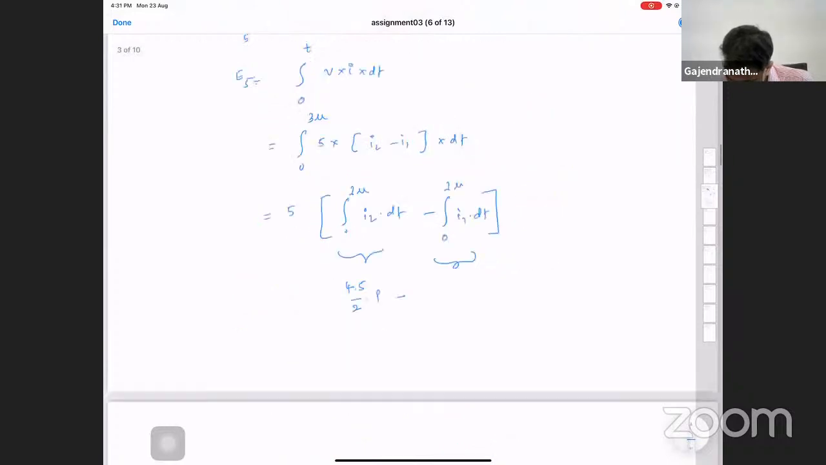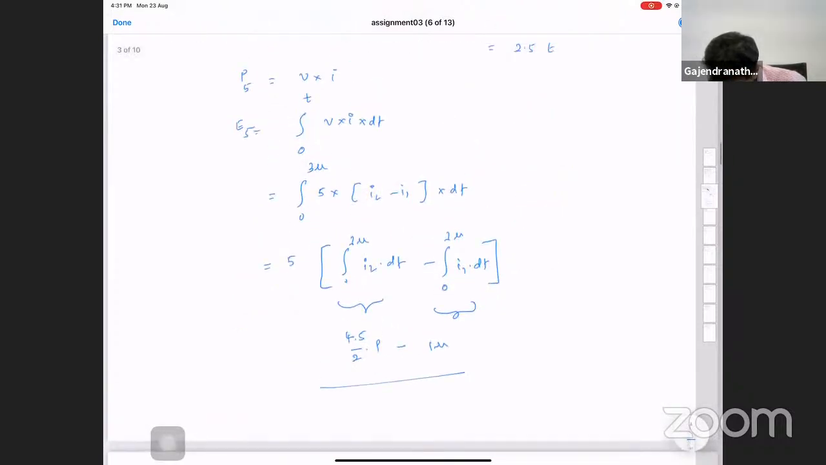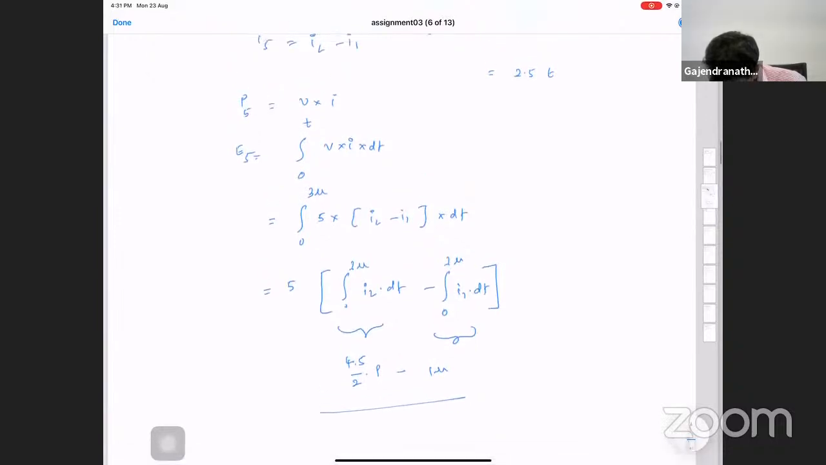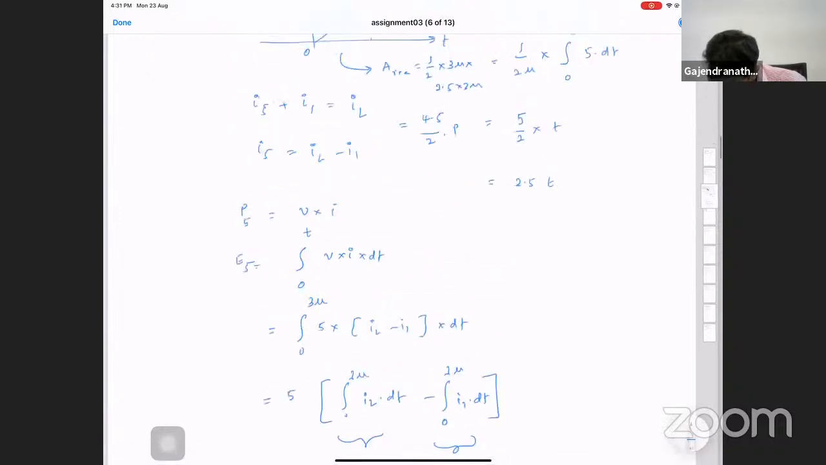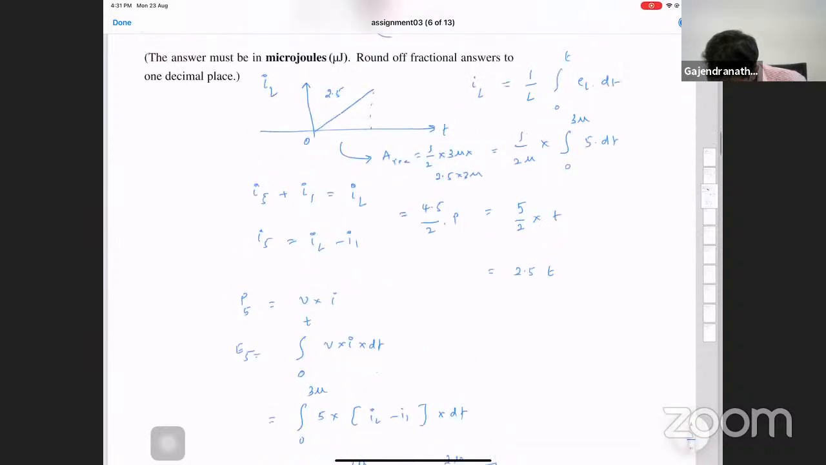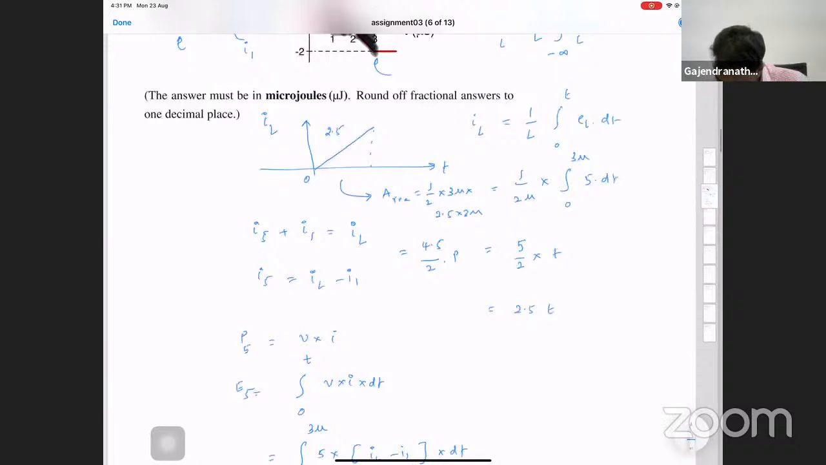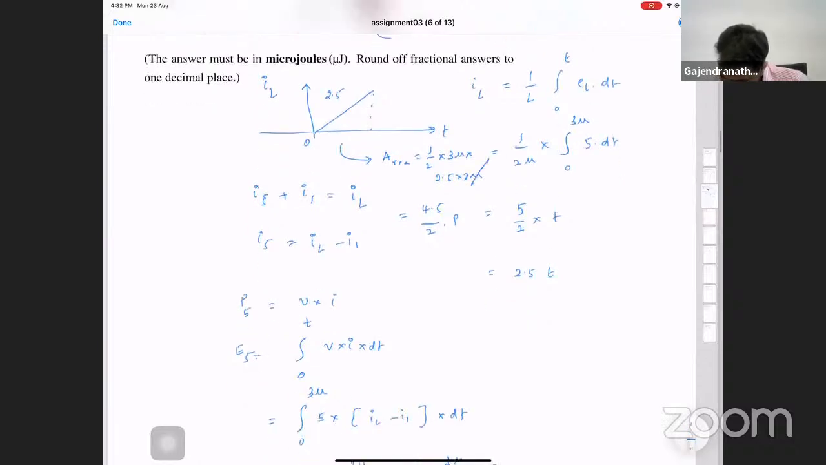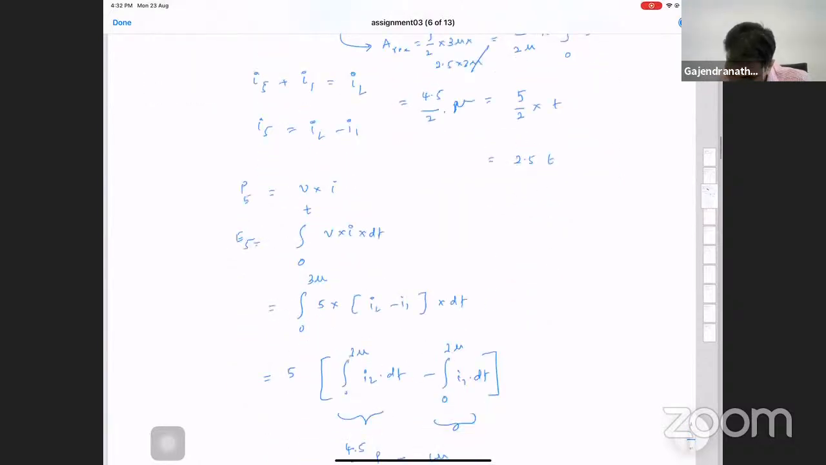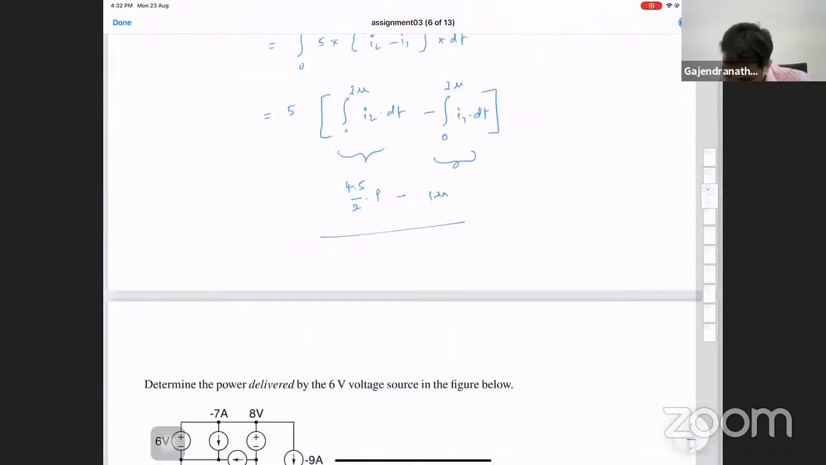Let me just see whether I made a mistake in this calculation, in this integral of IL dt from 0 to 3 micro. Yeah, I made a mistake here. So only 1 micro is there. Okay, so this becomes micro only. So this 4.5 by 2 micro minus 1 microjoule, that is 2.25 minus 1, that is 1.25 microjoules.